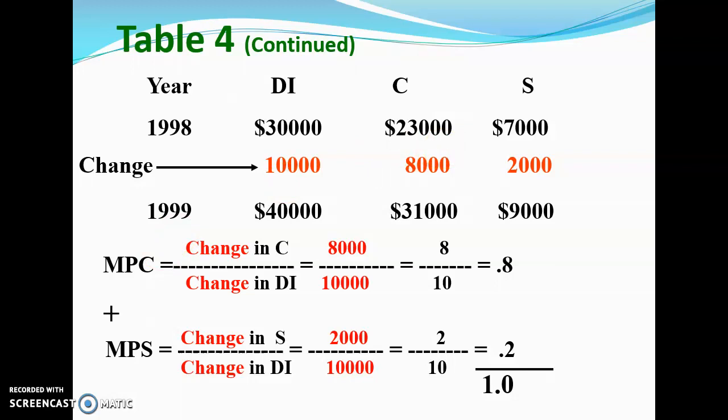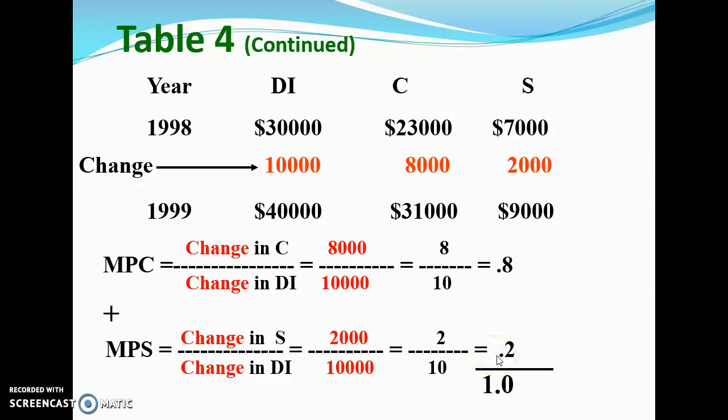The formula of the MPC is equal to change in consumption divided by the change in disposable income, and the formula for the MPS is equal to the change in savings divided by the change in disposable income. So we are dealing with three types of variables: one is disposable income, the other is consumption, and the third is savings. By putting the values in these formulas, we can find the value of the MPC, which is 0.8 in this case, and the value of the MPS, which is 0.2.